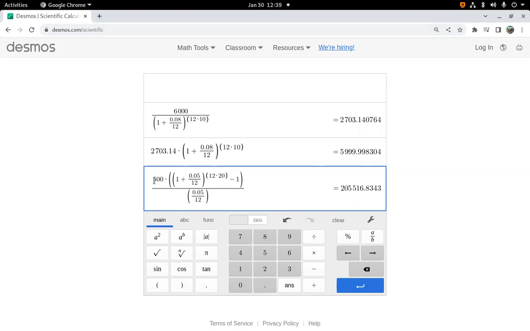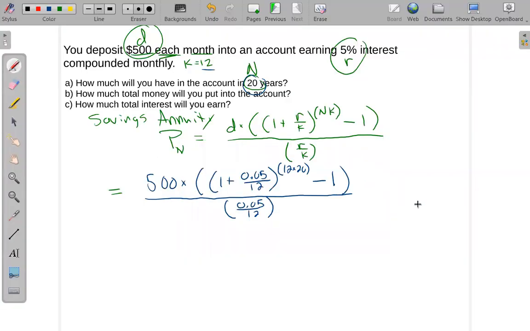Let's see if I typed it correct. My D is 500, parentheses. Then here we have the compound interest base to the power. That looks good. Subtract 1. All right, so it looks like I should have $205,516.83. So here, this would be approximately this amount. So that's how much money we'll have in 20 years.